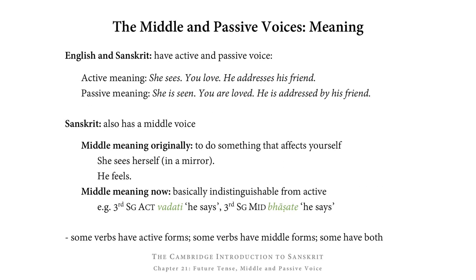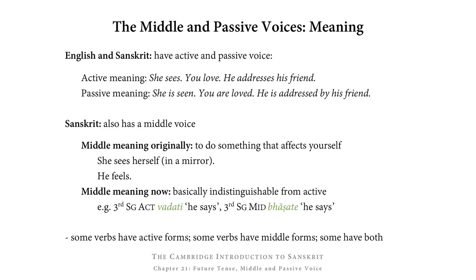And so on to the second new thing in this chapter, the middle and passive voices. Now, voice is here used in the same technical grammatical sense that was also introduced in chapter 3 of the book. English and Sanskrit both have an active and a passive voice. Active forms mean things such as she sees, you love, he addresses his friend, and so on, whereas in passive verbs you would find meanings such as she is seen, you are loved, he is addressed by his friend, and so on.